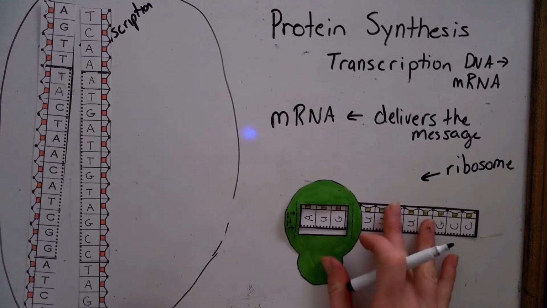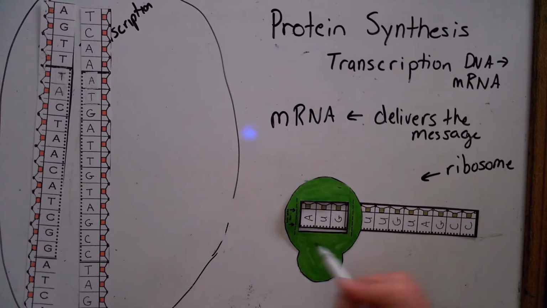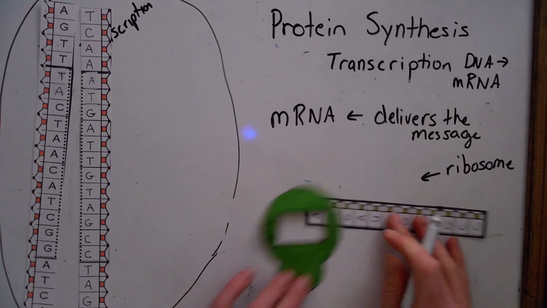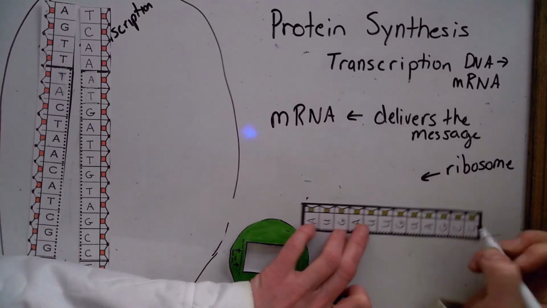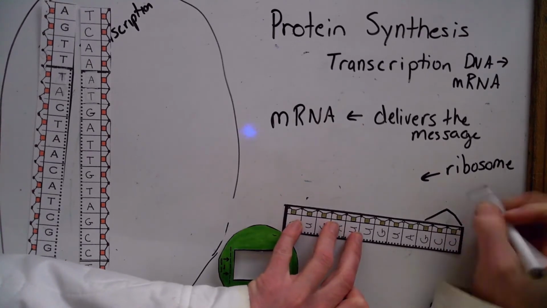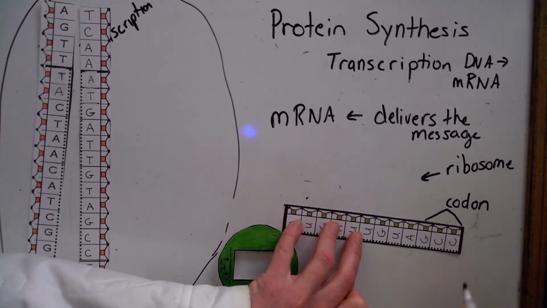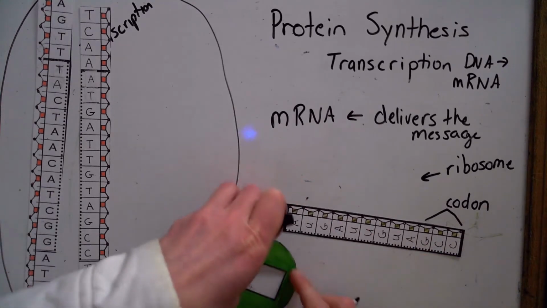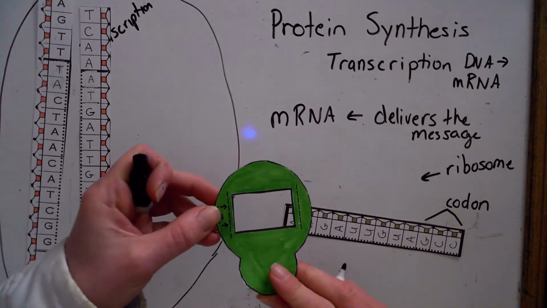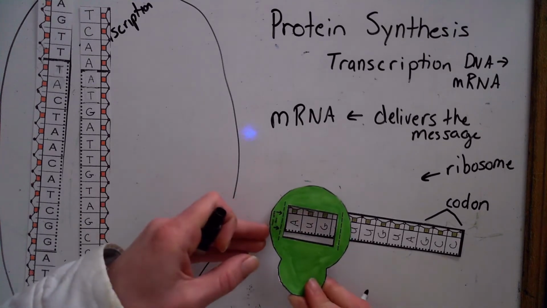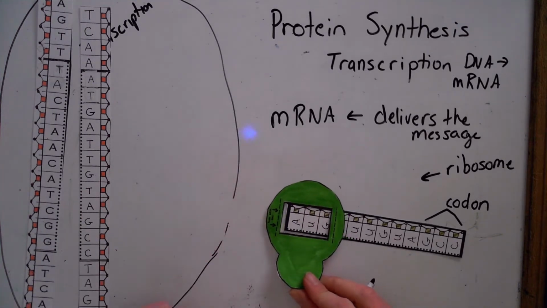At the ribosome, we are going to read 3 nitrogen bases at one time. We call those 3 nitrogen bases, so right here, I'm going to label it, a codon. These 3 nitrogen bases together we call a codon, and we're going to read 3 at a time. You will notice that my ribosome, I made it so that there's a window in it, and that window is just large enough for a codon.